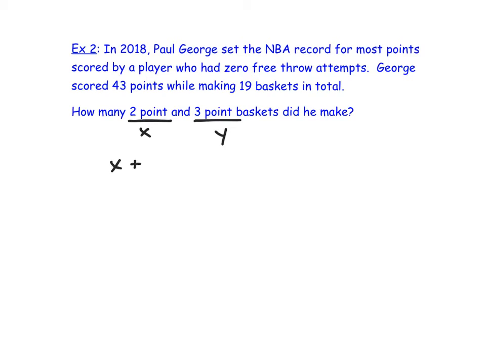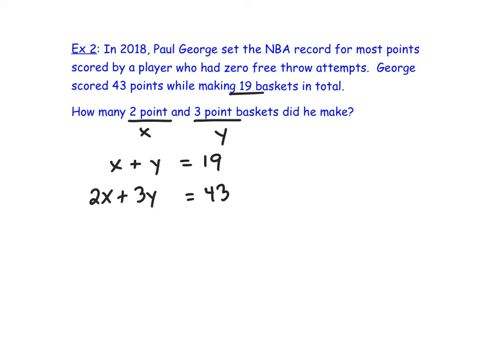So let's set up a couple of equations, and it may not be super obvious, but the first equation I'm going to do is X plus Y equals 19. Because he made 19 total baskets, and so if you add up all the 2-point baskets and 3-point baskets, that should equal 19. Now, if you add up all the points from those baskets, it should equal 43. So the other equation is going to be 2x plus 3y equals 43.